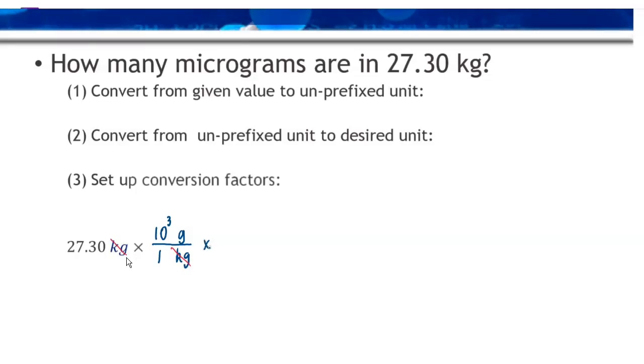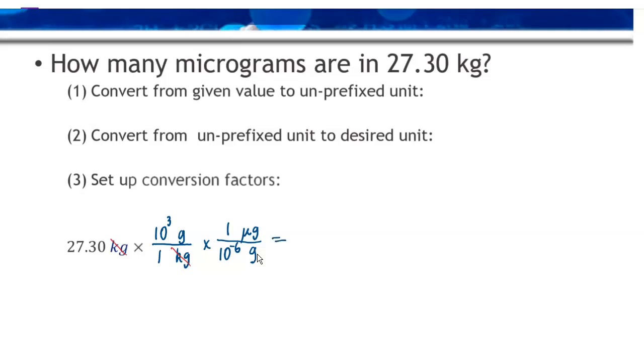And now I multiply by another conversion factor to go from grams to my target unit, which is micrograms. So again, I use the units that I have to guide what I do. Grams is in the numerator here, so I want grams in the denominator so that it will cancel. I want to end up with micrograms. Let's see, micro is 10 to the minus 6th. So 1 microgram is 10 to the minus 6th grams.